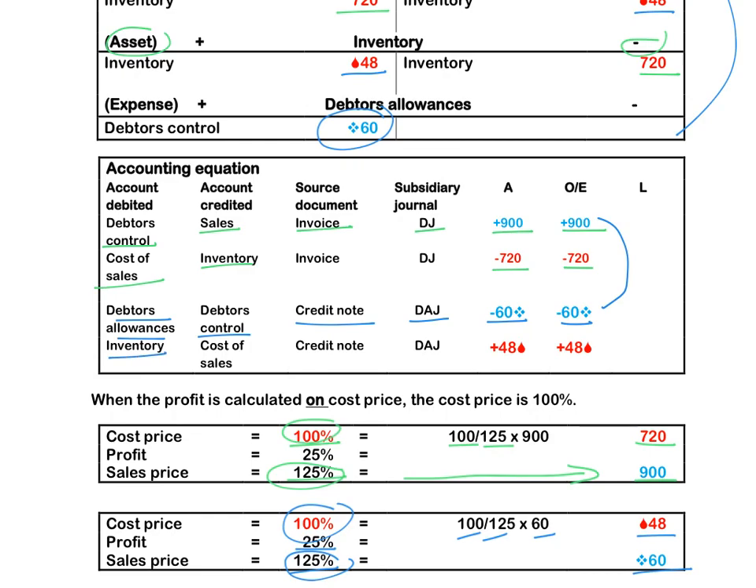Inventory asset increases because the goods are returned and is now part of the inventory again. Cost of sales expense must decrease because the goods are not sold. If we decrease the expense, our profits will increase, so our equity will increase.